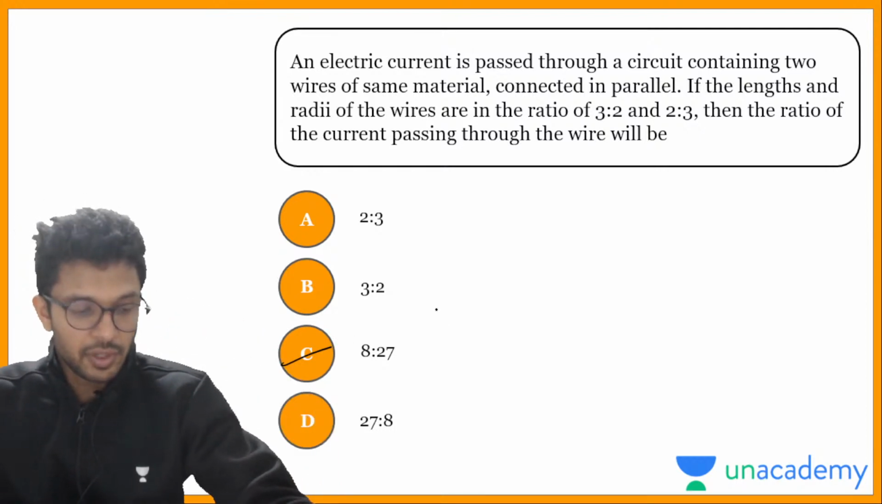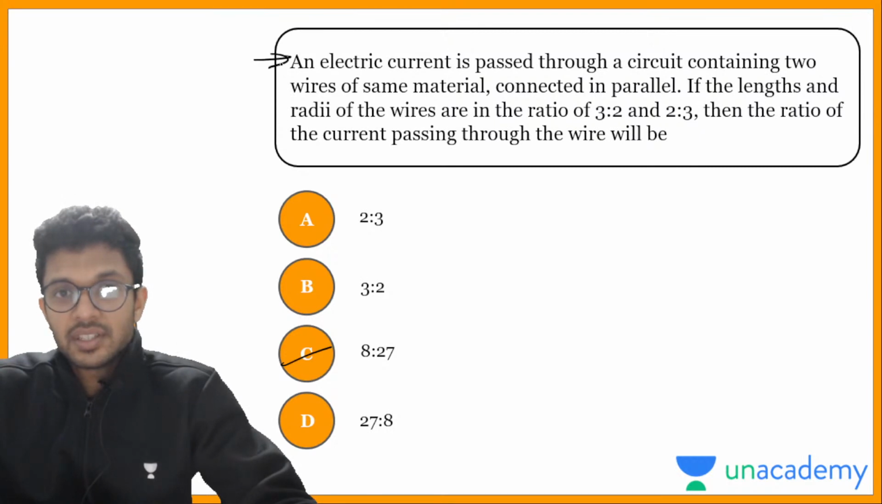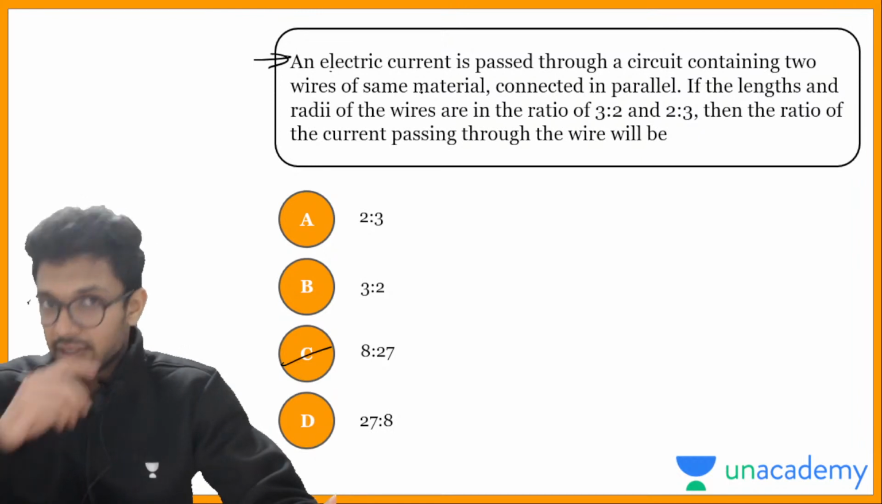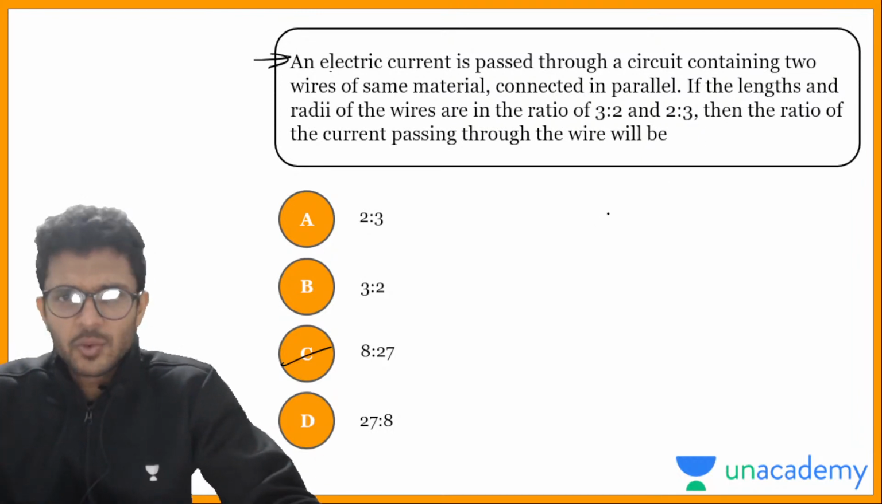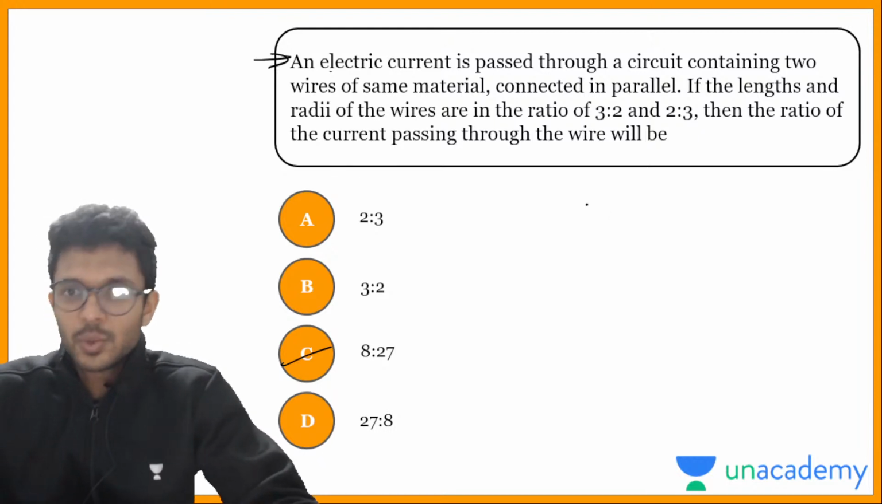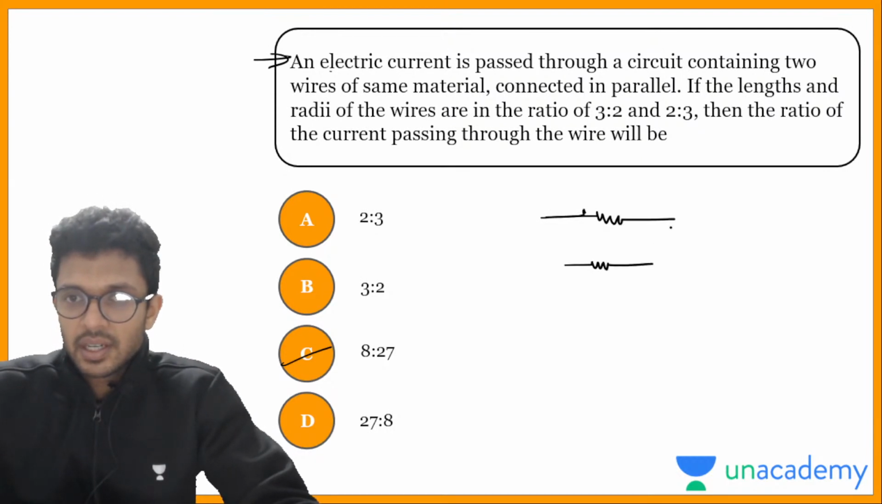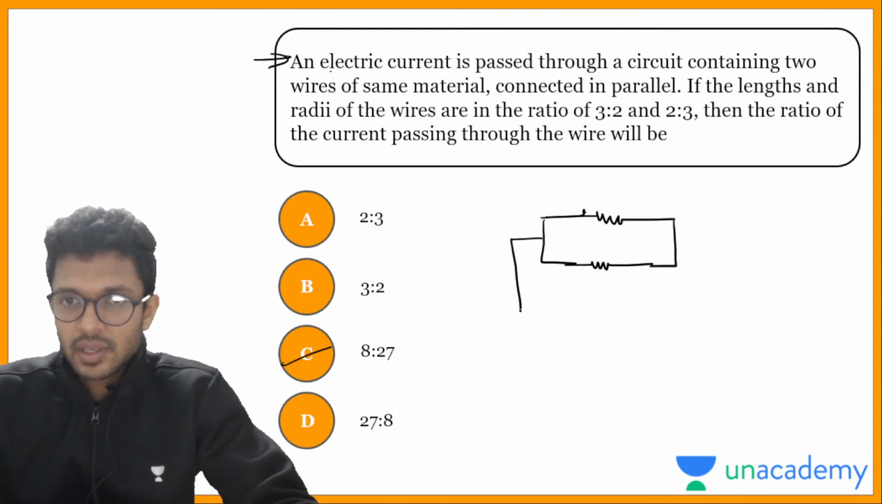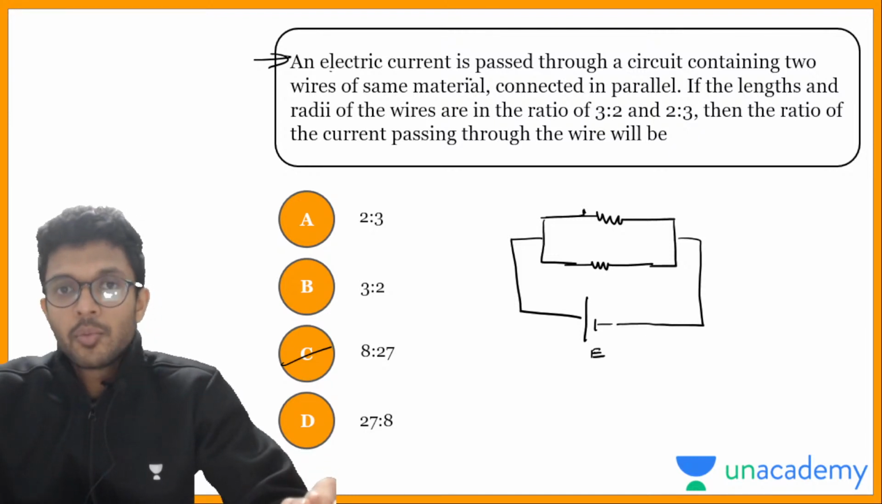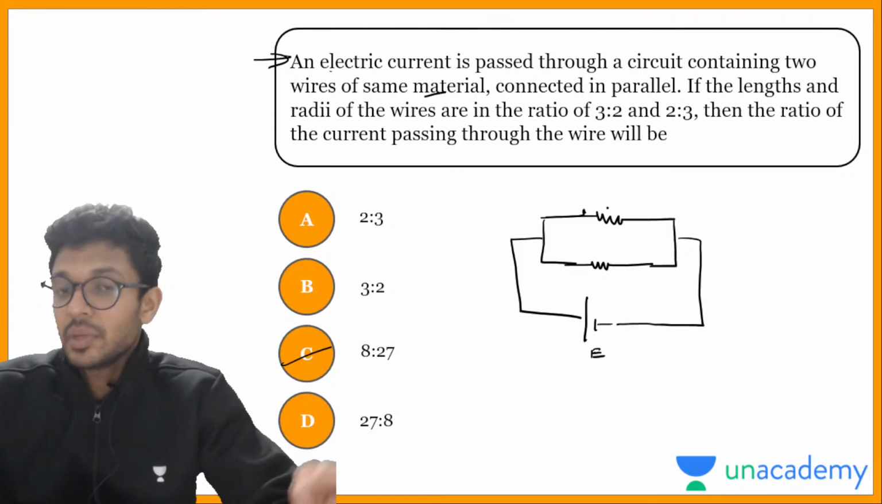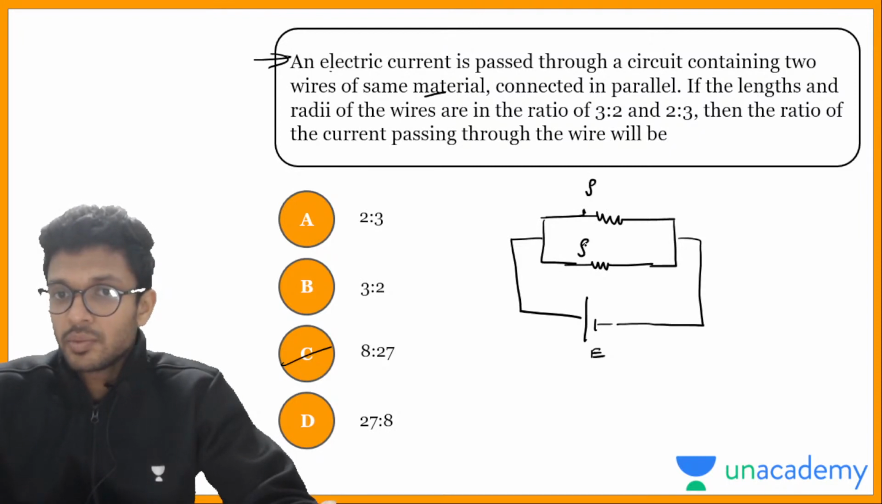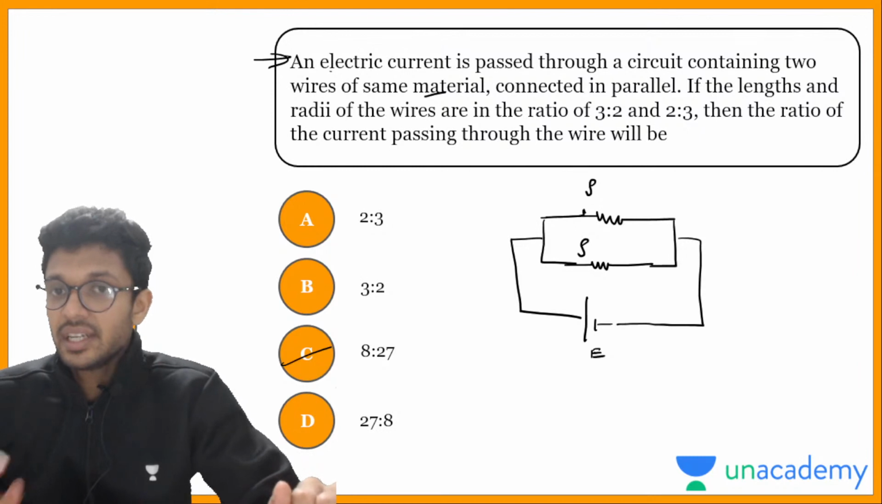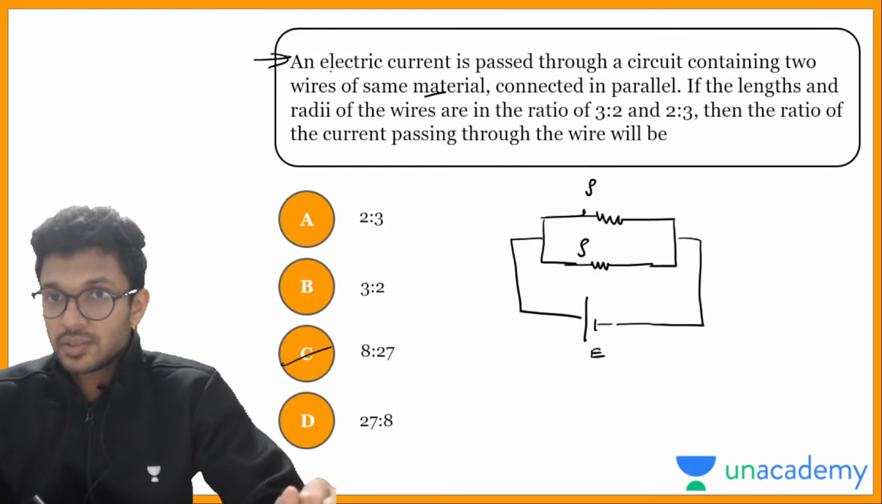Okay, let's understand. Everyone, listen. Let's do this question in the very proper way. An electric current is passed through a circuit, okay, containing two wires, which is connected in parallel. Wire means obviously resistor, right? Okay, two resistances, we have two resistances connected in parallel across a cell. Let's say the cell is having some EMF E. Both are of same material. If material is same, which quantity is going to be constant? Rho, meaning resistivity. It totally depends upon the material with which the resistor is being made. So rho is a constant for both, same.